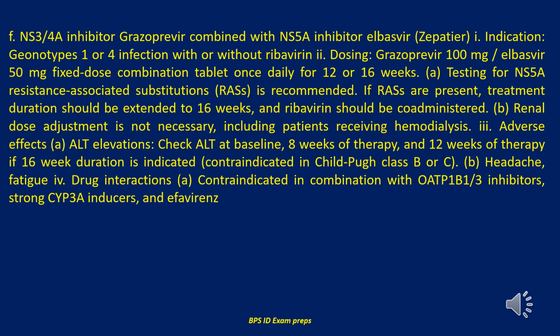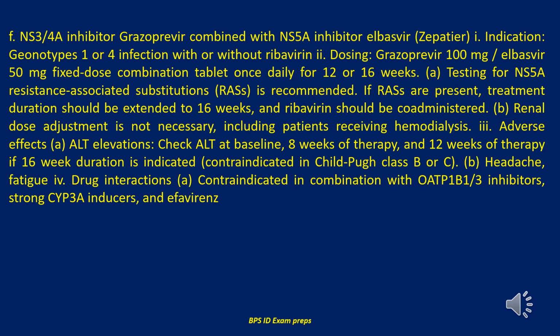F. We will now look at an NS3/4A inhibitor, grazoprevir, combined with an NS5A inhibitor, elbasvir, marketed as Zepatier. 1. It is indicated in the treatment of genotypes 1 or 4 infection with or without ribavirin. 2. It is dosed at grazoprevir 100 mg/elbasvir 50 mg fixed-dose combination tablet once daily for 12 or 16 weeks.